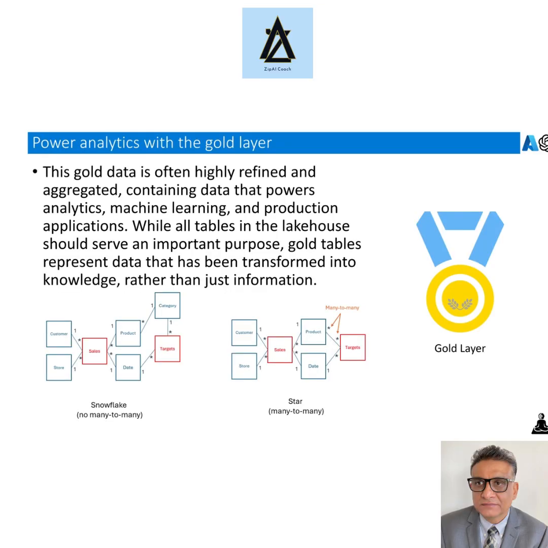Now, once you create the silver layer, with that clean data you would like to create what is called a gold layer. It is essentially the data which is highly refined and aggregated, that is used as an input for your analytics workloads. And the two predominant models used for the gold layer are Snowflake and Star schema. They are essentially data models which support queries that are very efficient.